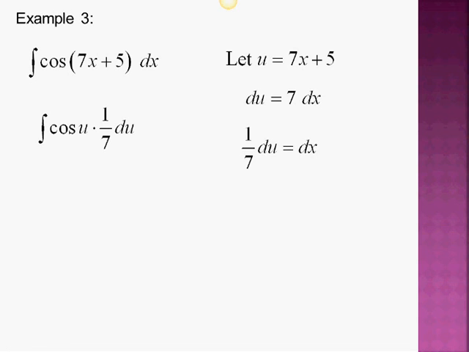So I now have the cosine of u times 1/7 du, which gives me, the integral of cosine is sine, so I have 1/7 sine of u plus c. That's 1/7 sine of 7x plus 5 plus c.